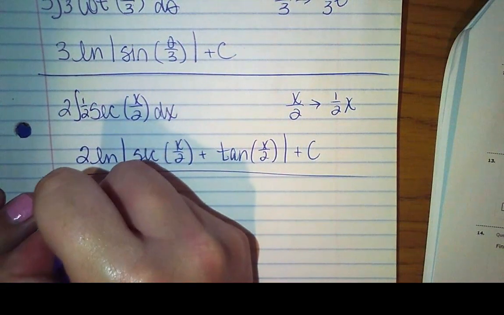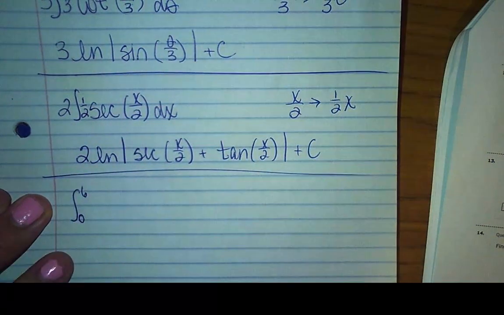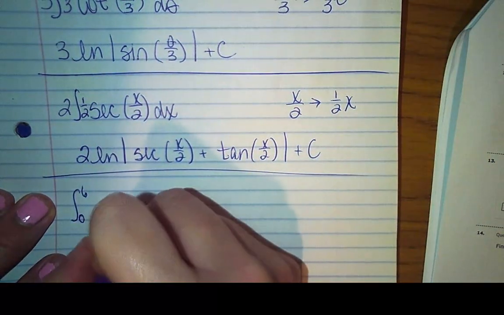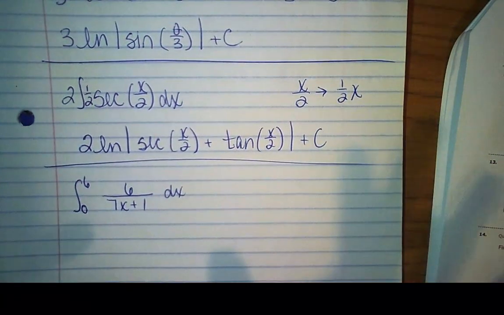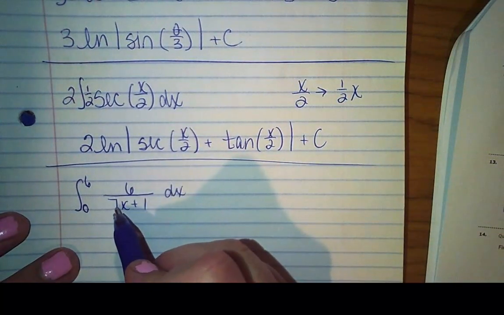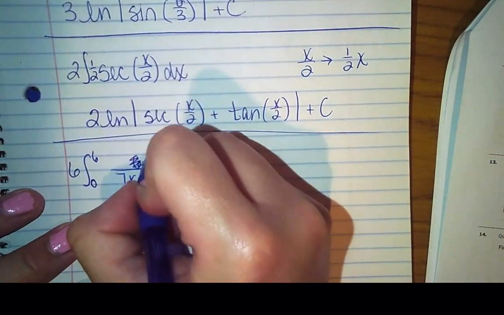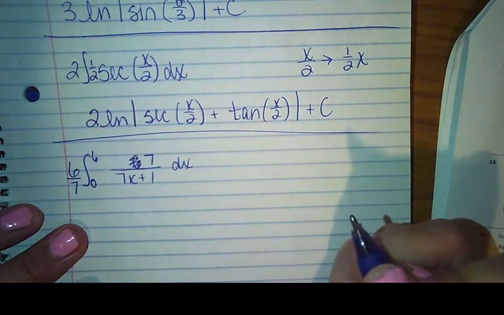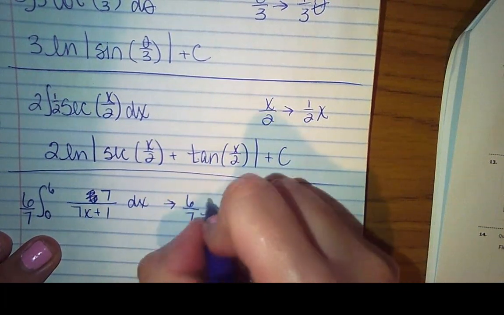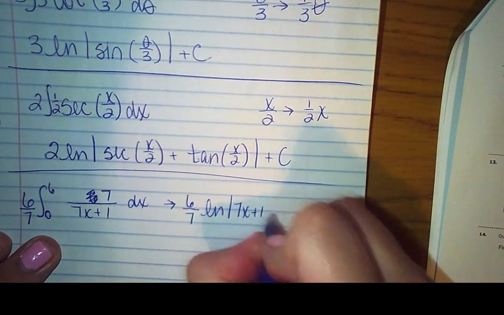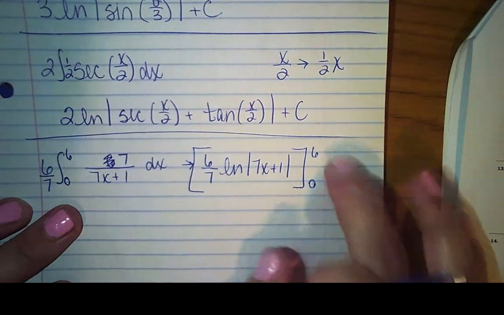All right, so we have a definite integral. Remember, a definite integral has your limits of integration. So I'm going to go from 0 to 6 of 6 over 7x plus 1 dx, which means I won't have a plus C. So first of all, is the derivative of the bottom on the top? No, it's not. I have a 6, and what I need is a 7. So I'm going to multiply by 7 and then divide by 7 to balance. So when I integrate, I get 6/7 times the natural log of 7x plus 1. And then I am going to take that from 0 to 6.